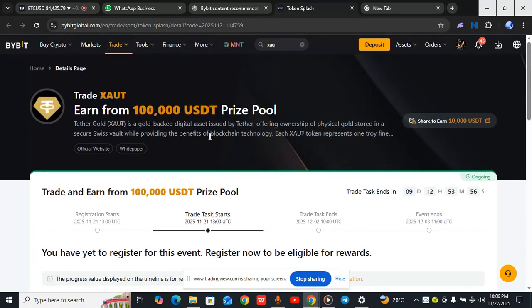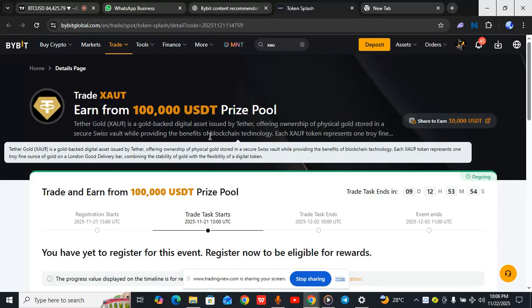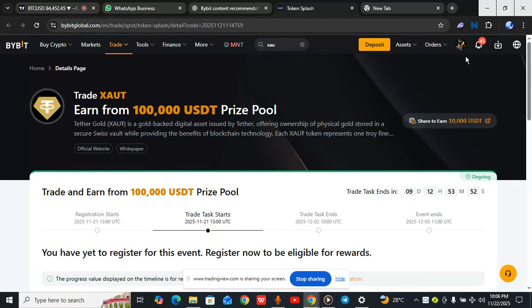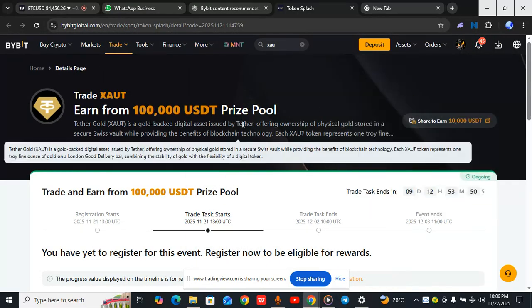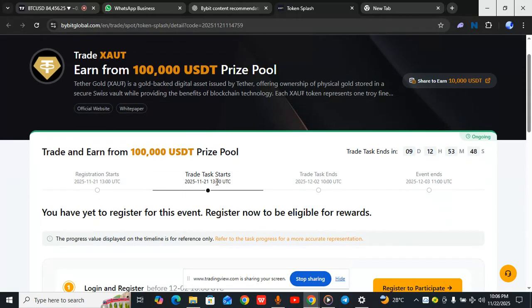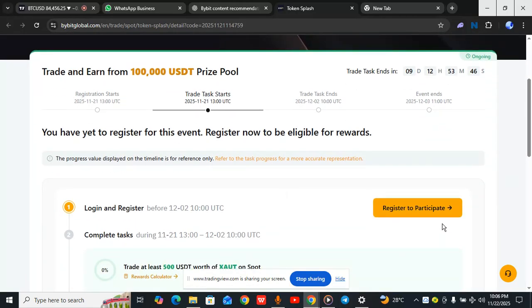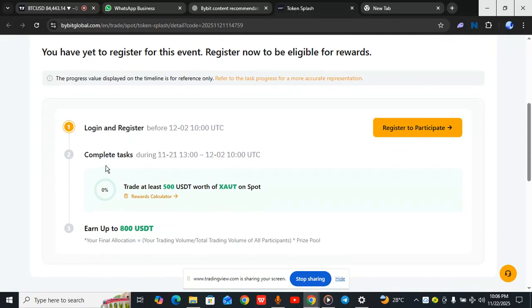Once you get to your Bybit, you check the notification sign, and you're going to see this particular event. It just started yesterday. Once you go there, you click on register. Then the next thing for you to do is complete the task, which is to start trading. You don't necessarily need to overtrade, you just have to do what you do best or what you love, which is trading. Just do your trading normally.